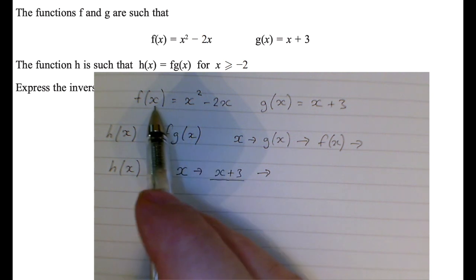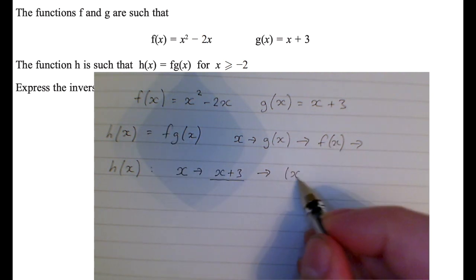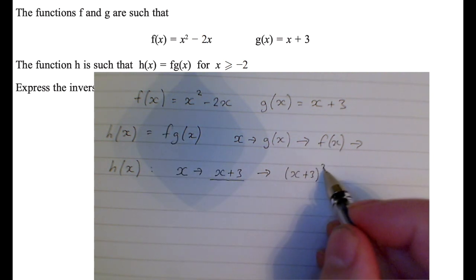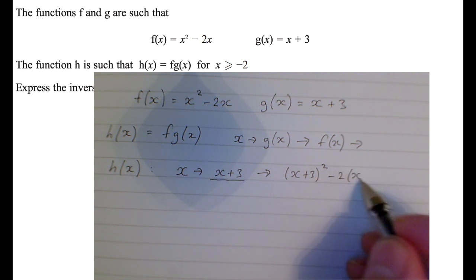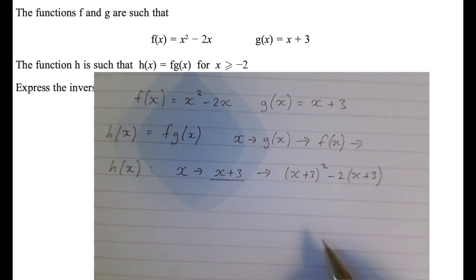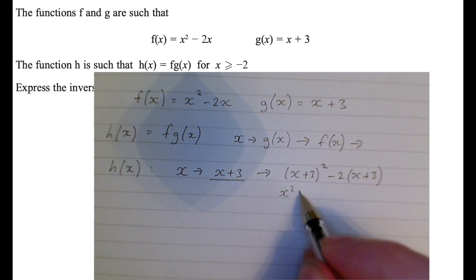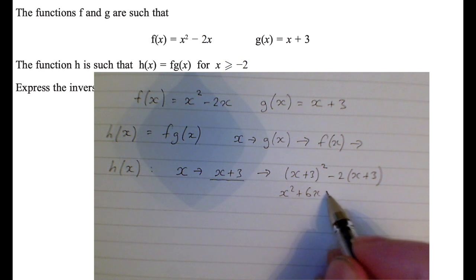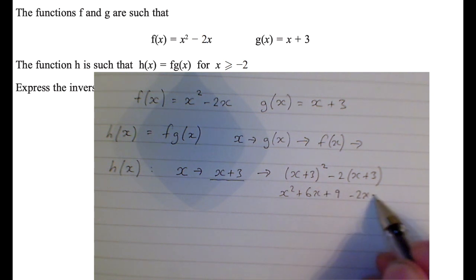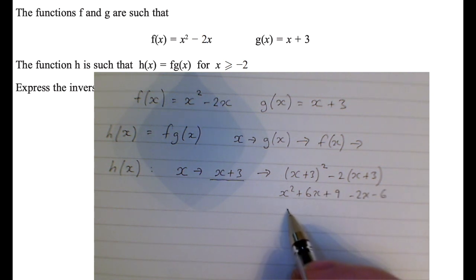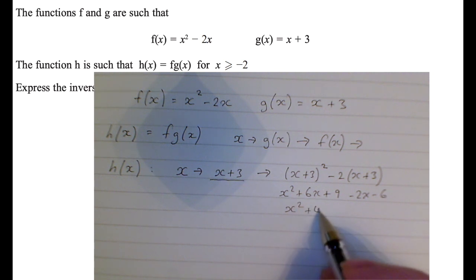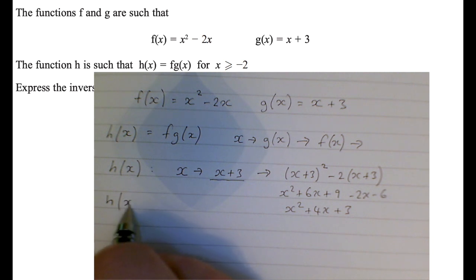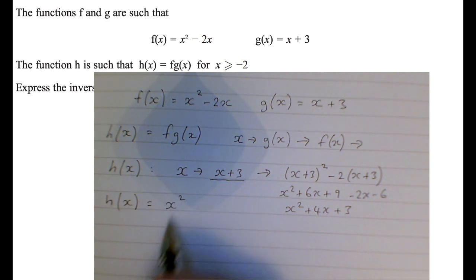It squares the input, which is x plus 3 all squared, and then it takes away 2 lots of the input. Well, the input's x plus 3. So we've got an expression which we need to tidy up. So please go ahead and tidy that up. I should do the same. It's just a question of doing a bit of FOIL, squaring the brackets out, and then taking away the remainder. And I'm left with h of x equals x squared plus 4x plus 3.